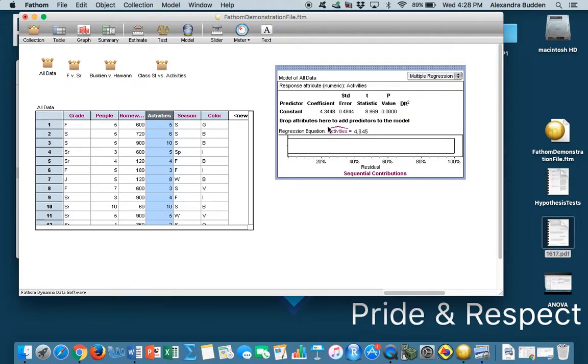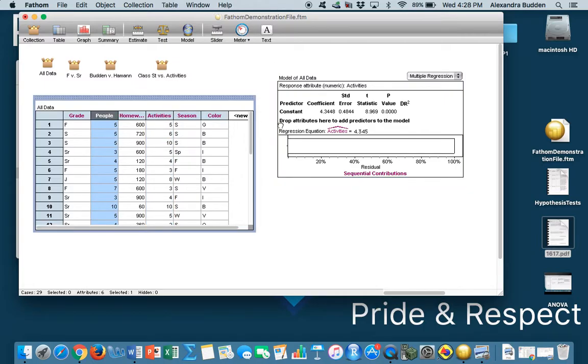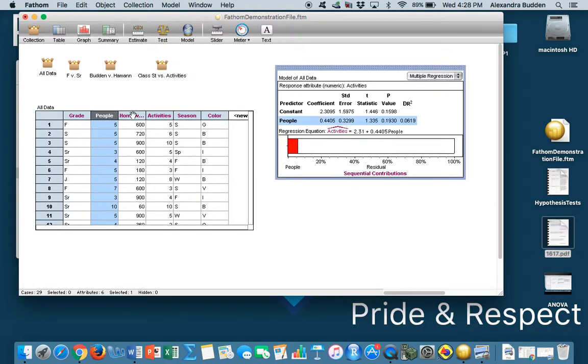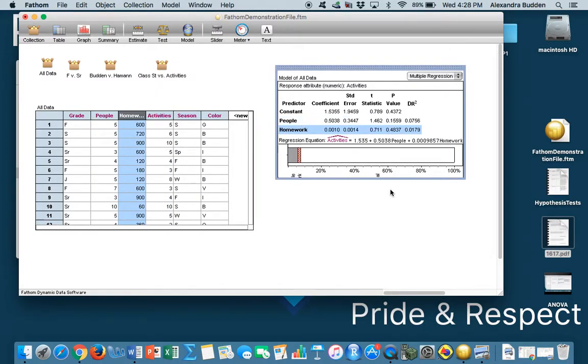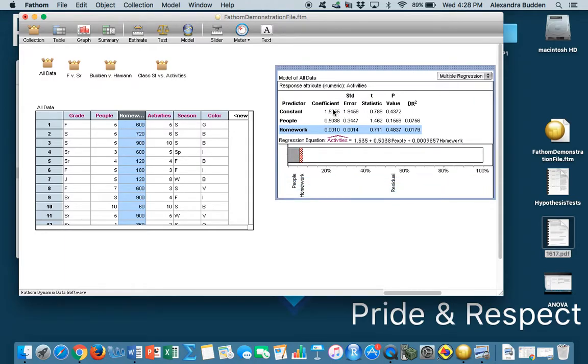So right here it says drop attributes to add predictors. So I'm adding people as one of my input variables, and then I'm also adding homework as one of my input variables. So this is your model. This is the constant variable. This is the coefficient on the number of people in your family. This is the coefficient on the amount of time that you spend on homework.